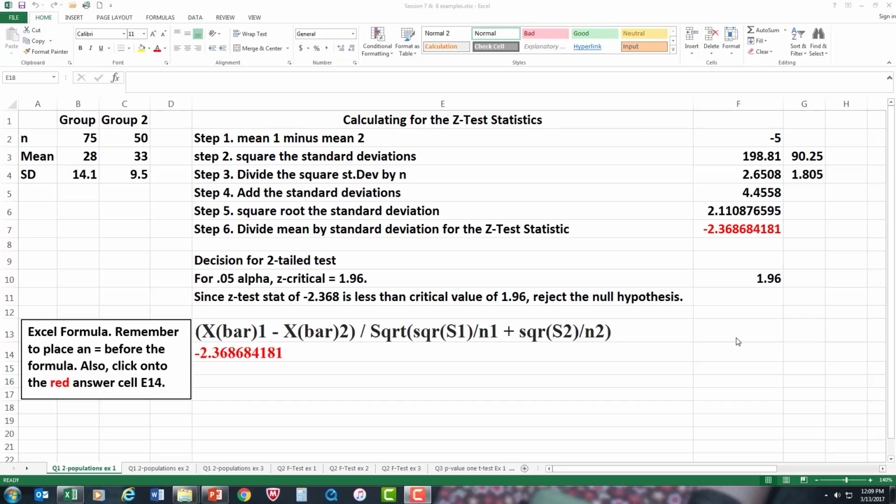Hi everybody. Alright, what we're going to do is for week 7 and week 8, I'm going to show you some ways to calculate the data that will get you ready for problem set 4.